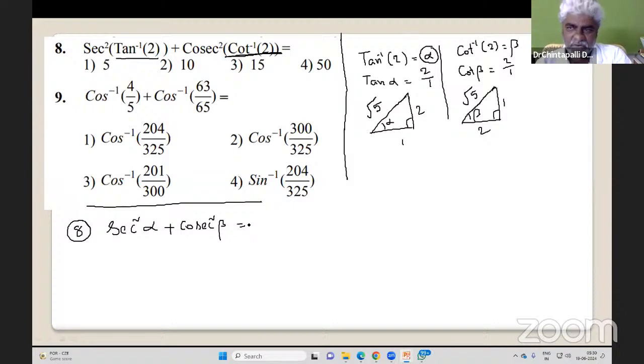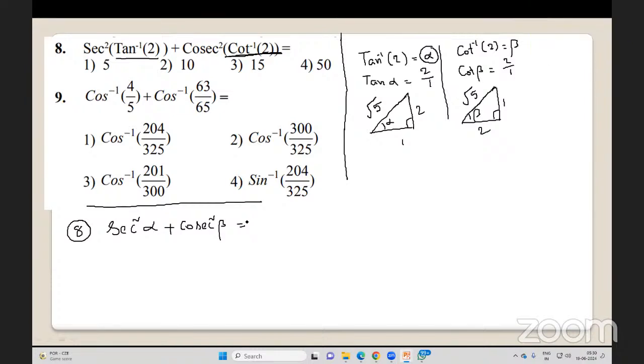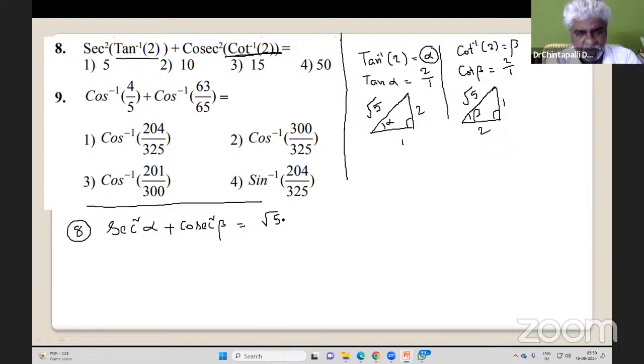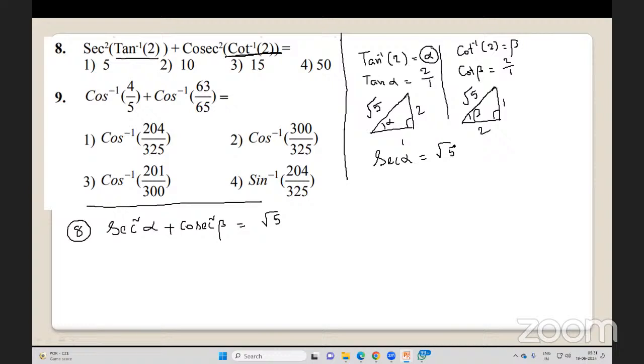You answered correctly. Cosec is root 5 by 1, that is root 5. Sec alpha is root 5. Then sec square alpha is? Root 5 by 2. Why 5 by 2? See, what is sec alpha? Adjacent by hypotenuse. Yeah, root 5, right?